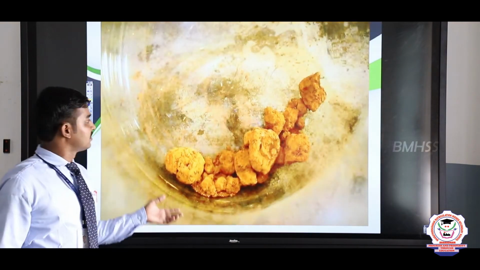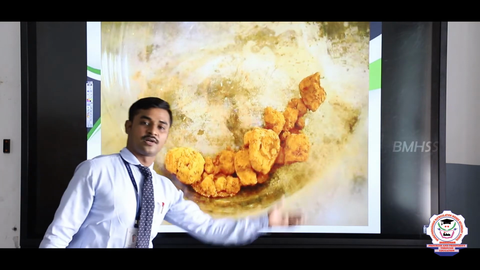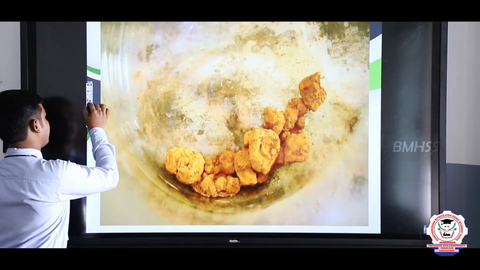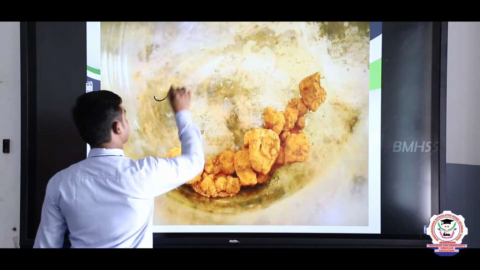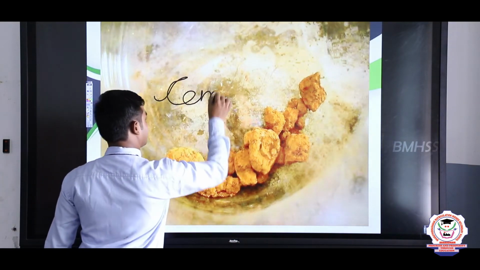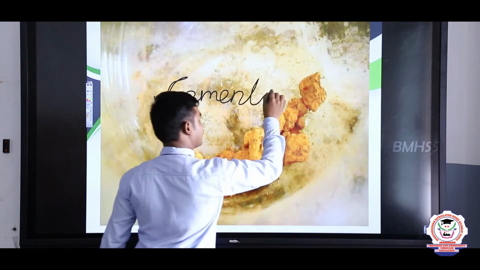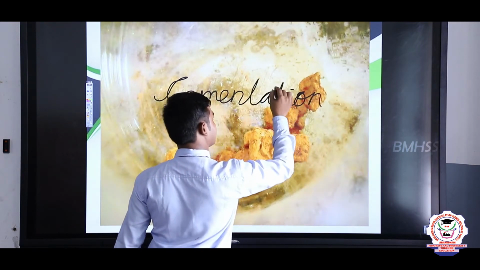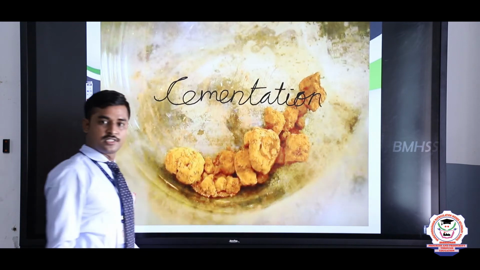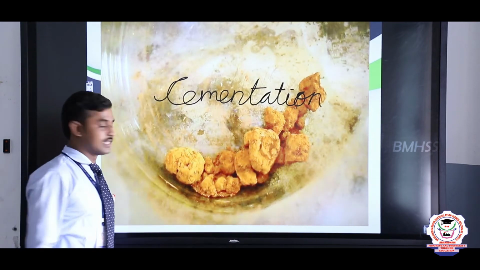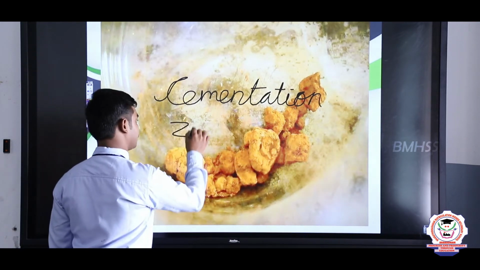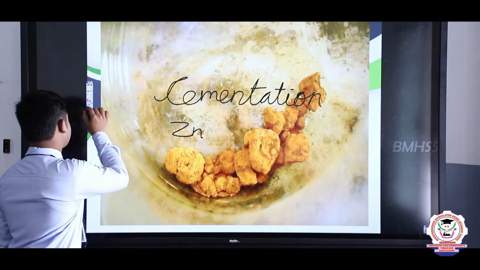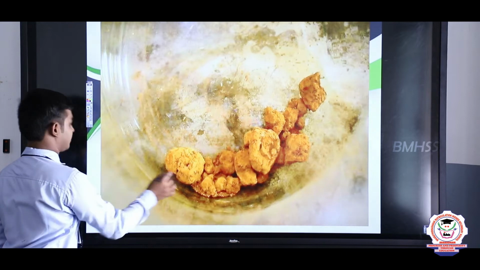This is the process called cementation. The cementation process is used to recover the gold metal. In this process, the gold metal is recovered by the metal zinc. How does the reaction occur? I will show you.